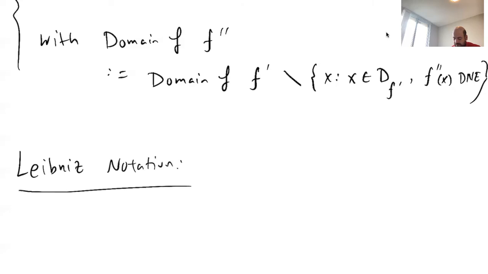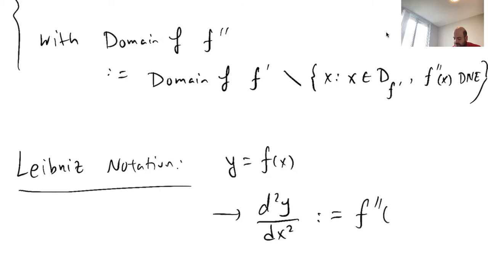Leibniz notation is that, if you have y equals f of x, then the second derivative of f with respect to x is denoted by d squared y over dx squared. Okay, so please pay attention to this notation. For the first one, the power is above d, and then in the denominator is above x. d squared y over dx squared. So this one is defined as f double prime of x.